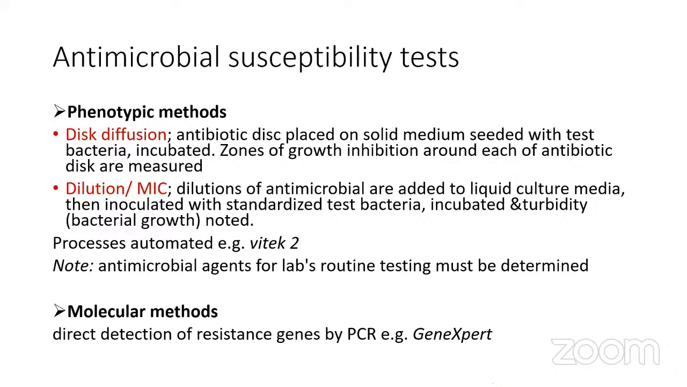Basically, after you've done a culture, they get different discs of antibiotics, and they are placed on the agar that has cultured different bacteria, and then we measure the zones of inhibition around each of these discs. And after we've done that, the wider the zone, the more sensitive the bacteria is to the antibiotic.